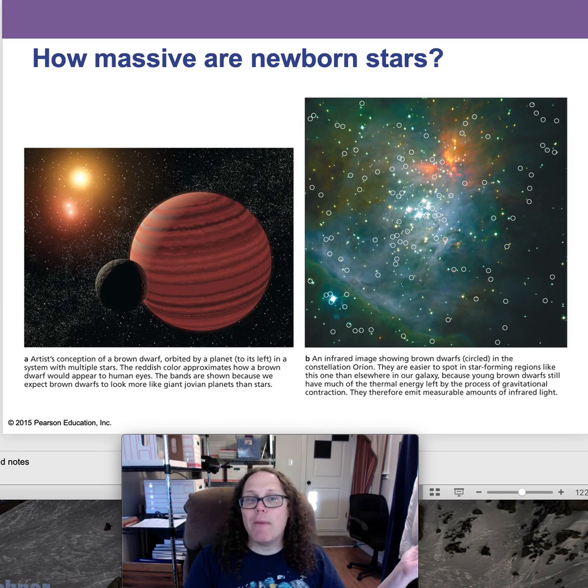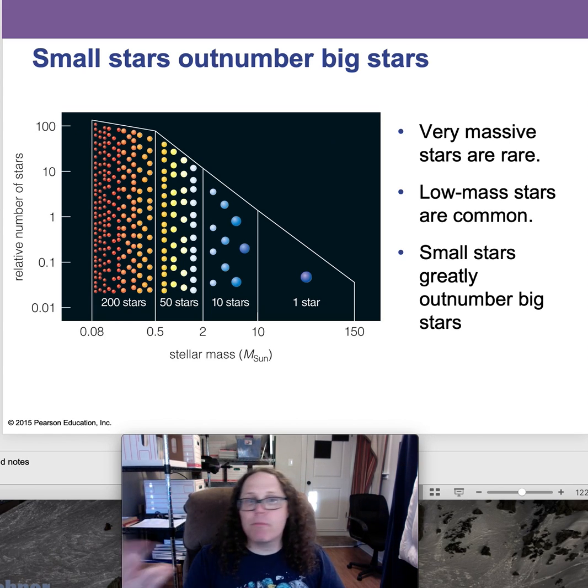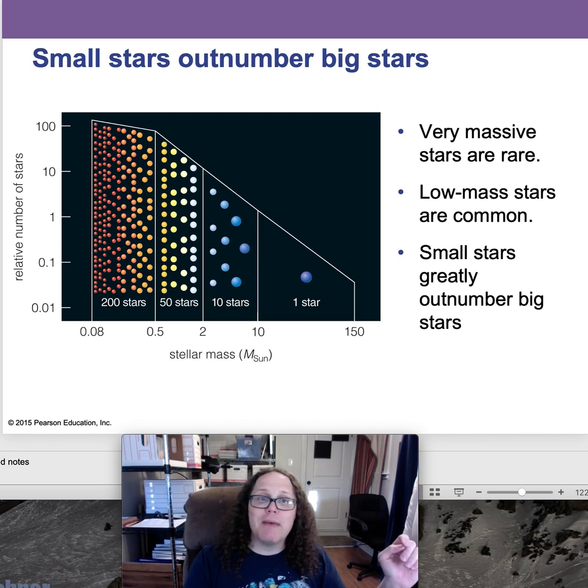So, how massive are these stars? There's a common pattern in astronomy. Small things outnumber big things. Small galaxies outnumber big galaxies. Small planets outnumber big planets, we think. Small comets and asteroids definitely outnumber big ones, and so on. Stars are no different. Most stars are very low mass stars, less than half the mass of our sun. As shown in this graph, for every 200 low mass stars, there are 50 stars like our sun, and only 11 stars with more than twice the sun's mass.